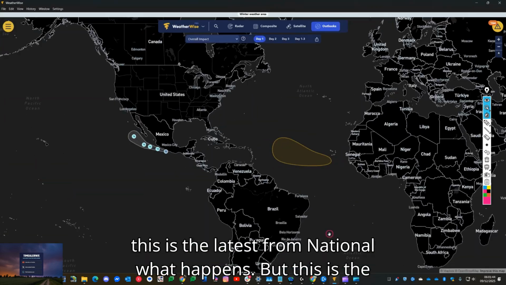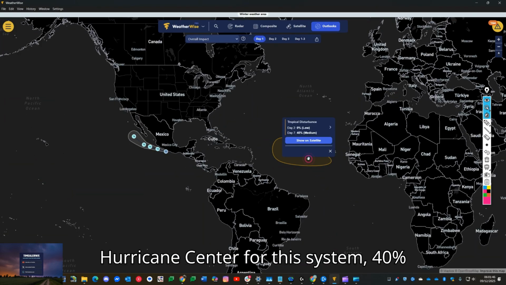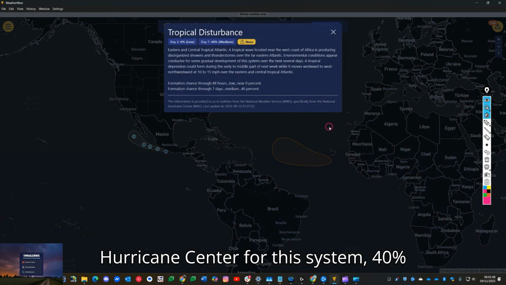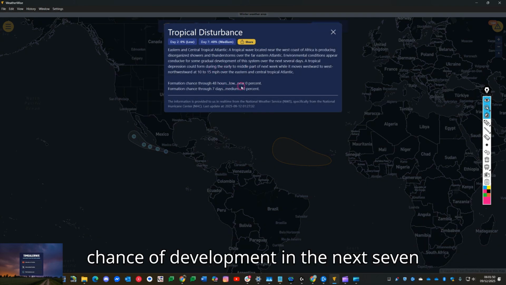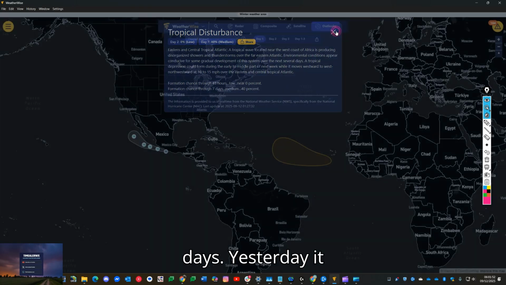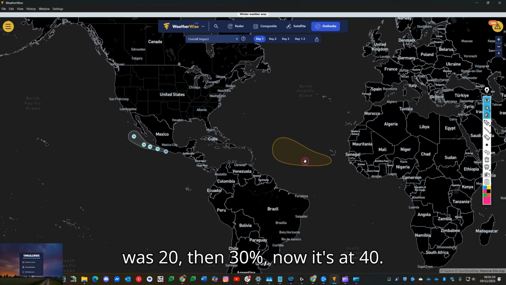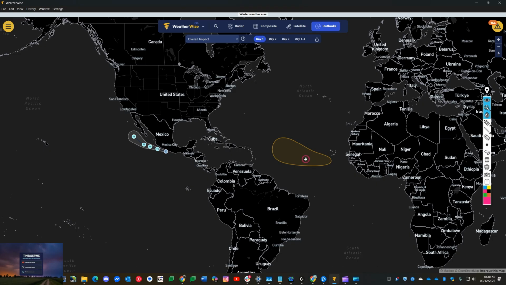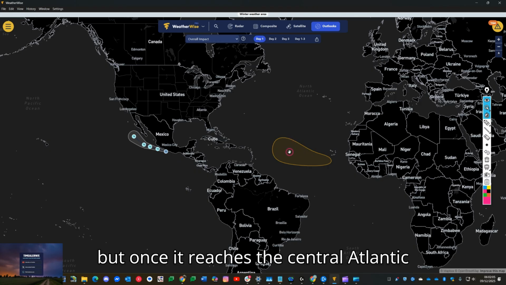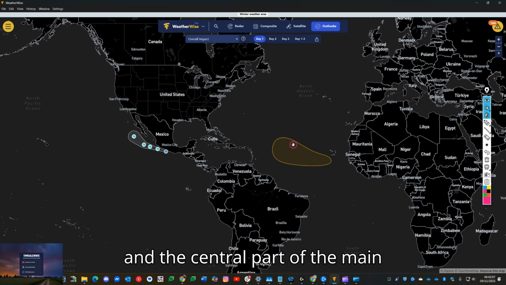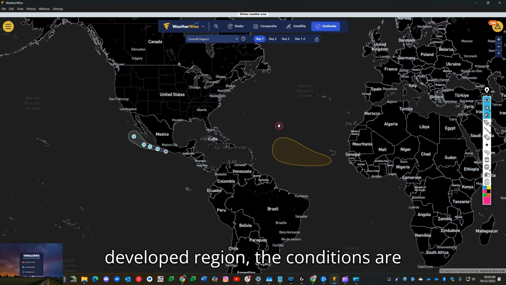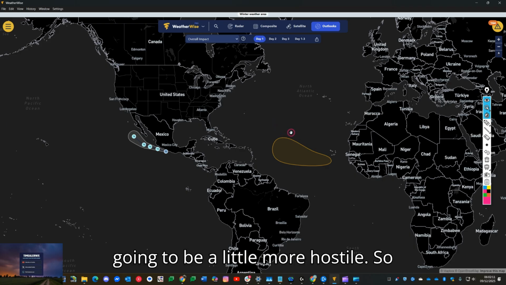But this is the latest from National Hurricane Center for this system. 40% chance of development in the next 7 days. Yesterday it was 20, then 30%. Now it's at 40. So National Hurricane Center has upped the ante on this a little bit. But once it reaches the central Atlantic and the central part of the main development region, the conditions are going to be a little more hostile. So we'll see what happens.